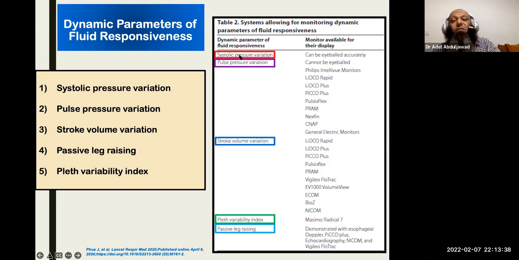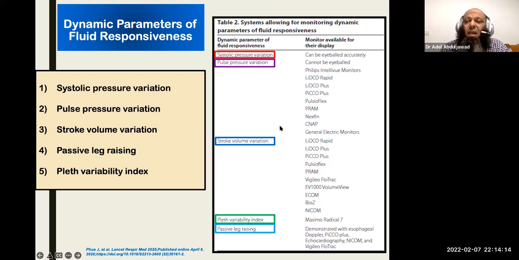Under each of these principal mechanisms, you may have a lot of tools. So you don't need to have all these tools or monitoring systems in your ICU, just one or two at maximum. You need the principle. Either you are having, for example, the PiCCO, so you are assessing pulse pressure variation, or you have NICOM, the Vigileo, or whatever tool is available in your ICU.